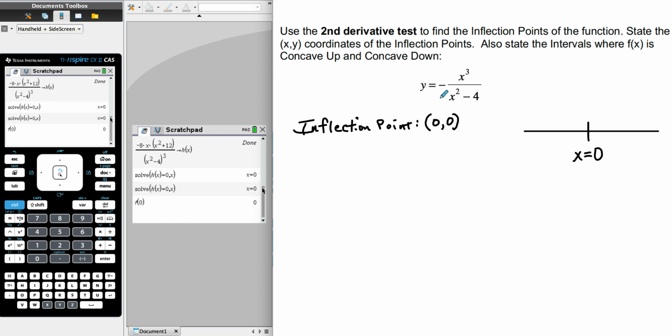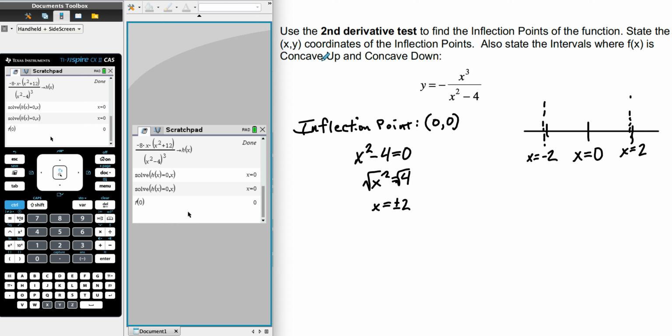Now the next thing I need to do is I need to set the denominator equal to 0 in order to get my x values for the VA. So this you can do by hand. It's pretty easy. x squared equals 4, so take the square root of both sides, and x equals plus or minus 2. That means this function has vertical asymptotes at x equals -2 and x equals 2. And you can put a dotted line just to remind yourself that those are not inflection points, but those are vertical asymptotes. So now, back to our second derivative test, because we need to figure out where it's concave up and concave down.